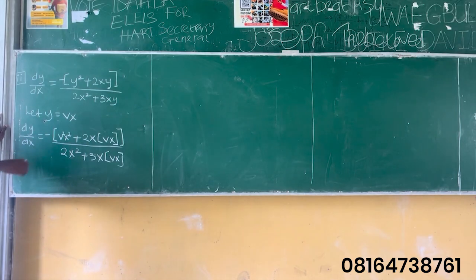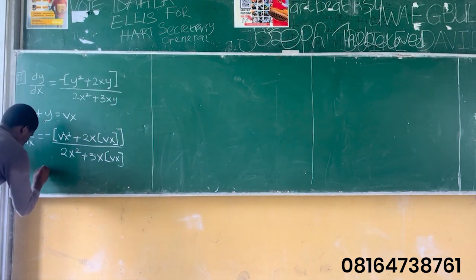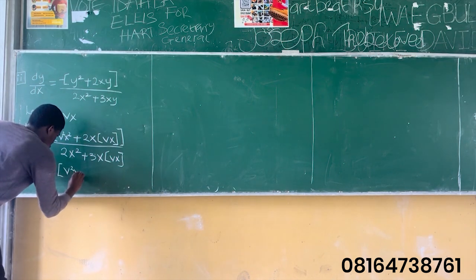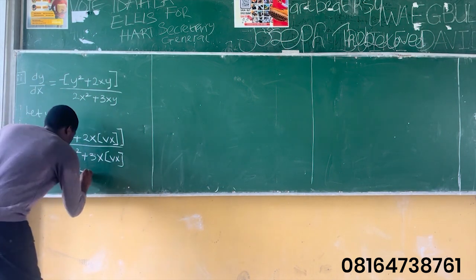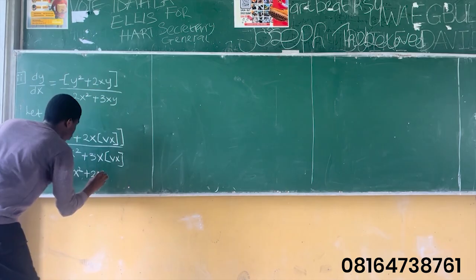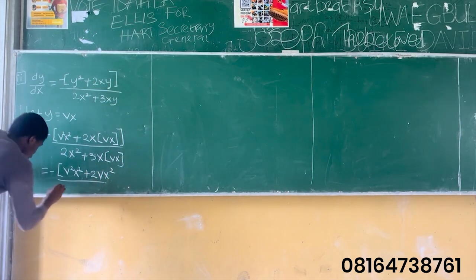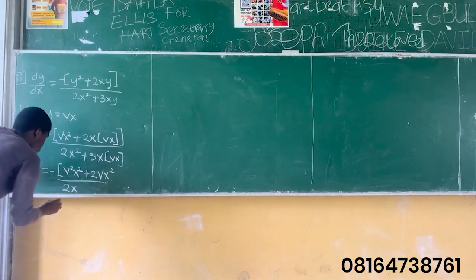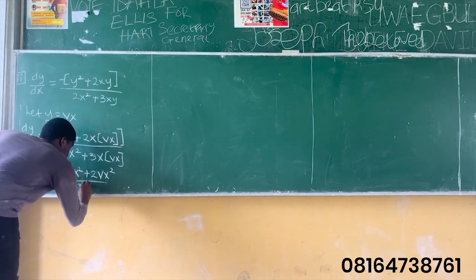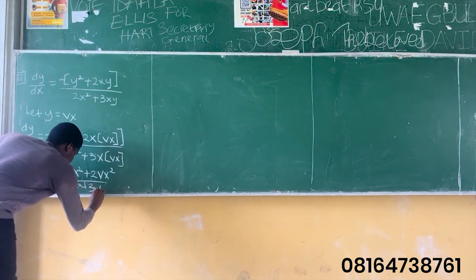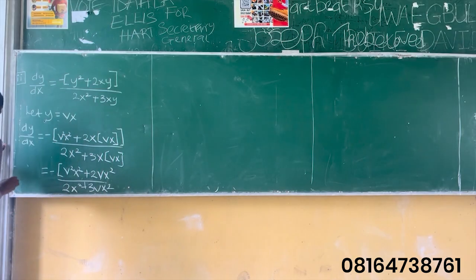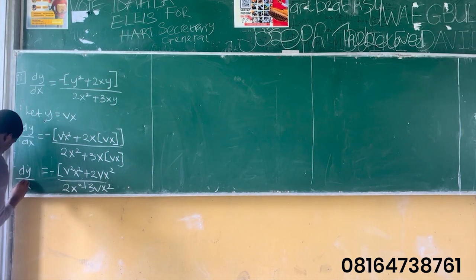So now we are going to be further simplifying the whole equation. So it's going to be minus v square x square plus 2vx square. That's correct. So this is going to be 2x square plus 3vx square, which is equal to dy over dx.